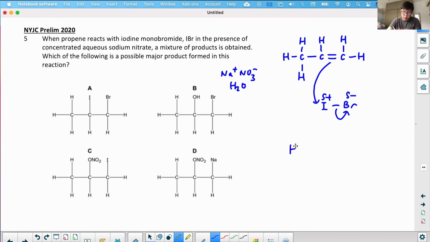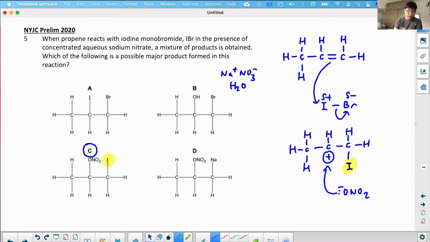So you'll form the more stable carbocation. To form the more stable carbocation, I think you have to form the secondary carbocation. So you put I over here and this is plus. So this is a secondary carbocation. So I'm going to look at all the options. I want to see one with I on the first carbon. I only see it over here. Can you see that? So this is definitely a possible major product, because the next part is where the nitrate will actually attack the carbocation, and you form C.